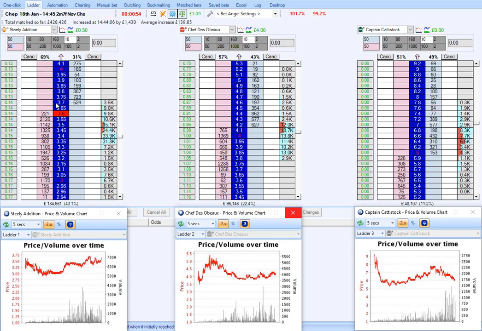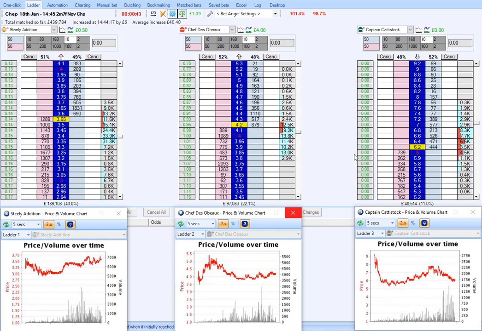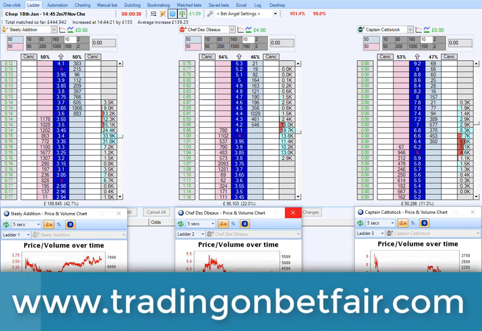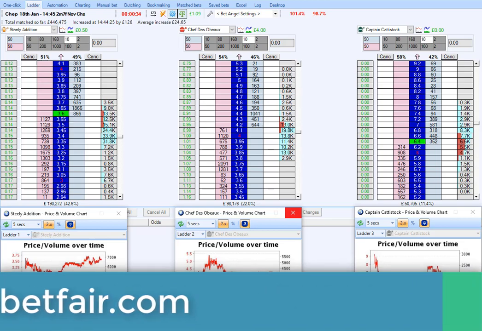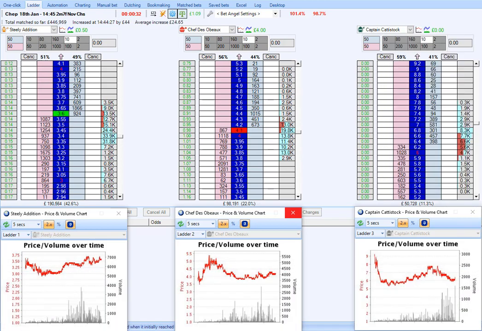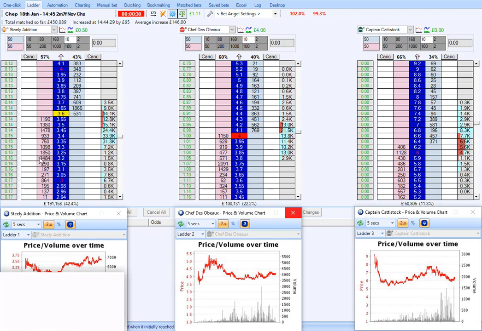So a bit of money came on the lay side there on the favorite. But to be quite honest, with only 60 seconds on the clock, I'm not really going to trade anything here because I can't really see anything that's standing out to me. So I'll probably leave it there. The horses are still faffing around to try and get to the start, so there's no real hurry.